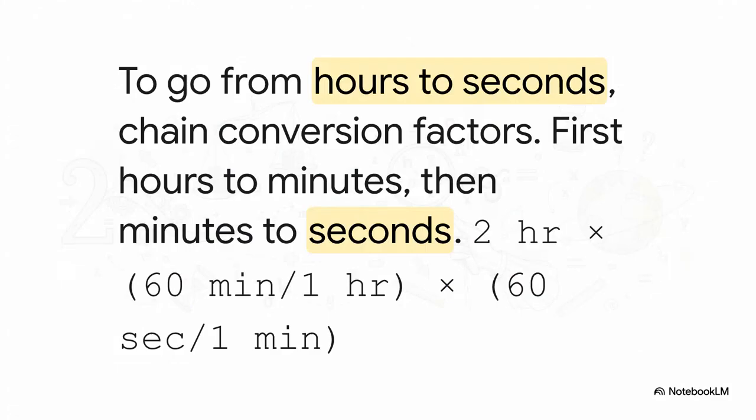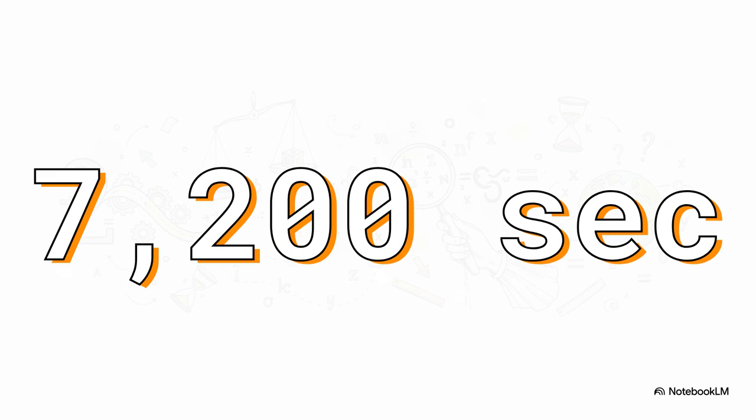Okay, time to level up a little bit. What if there isn't one simple conversion factor to get you where you need to go? No problem at all. You just build a chain. To get from hours to seconds, we first go from hours to minutes. See how the HR on top cancels with the HR on the bottom? Then, right after that, we multiply by another factor to go from minutes to seconds. And look at that, the min units cancel out too. So after all that canceling, the only unit left is seconds, exactly what we wanted.